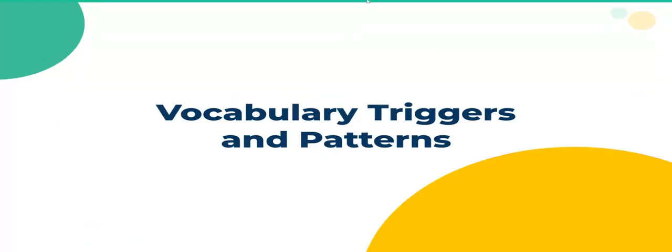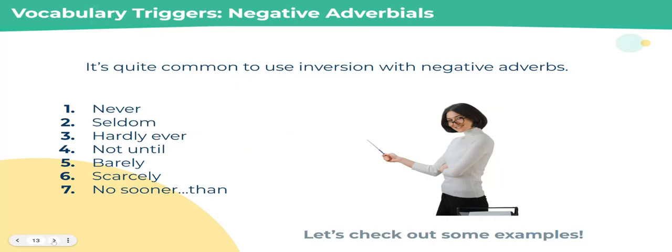Now there are some vocabulary triggers and patterns related to inversion. Let's have a look at some in this part of our lesson today. So, vocabulary triggers. Negative adverbials. It's quite common to use inversion with negative adverbs. We've got a list of them here. We did mention them a bit earlier in the lesson too.